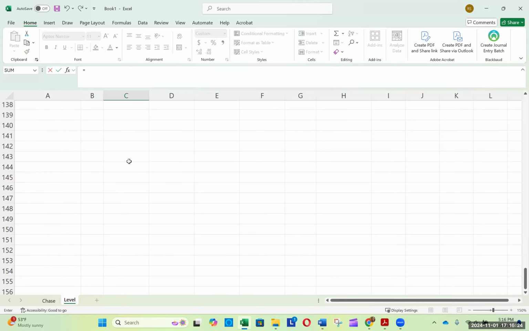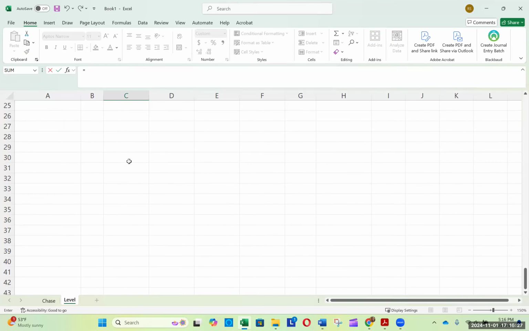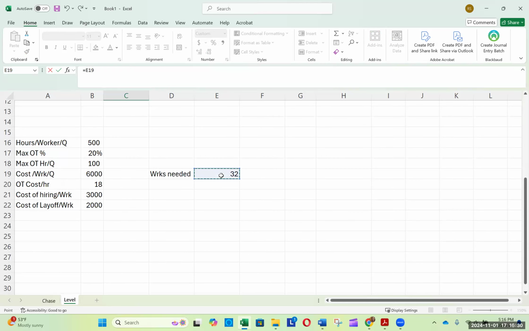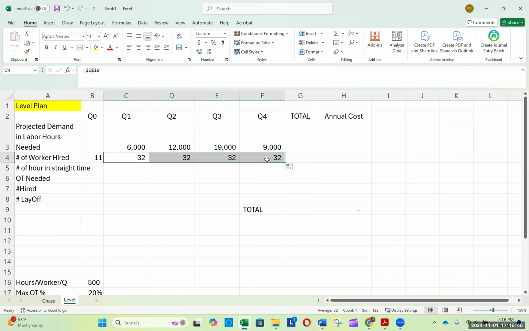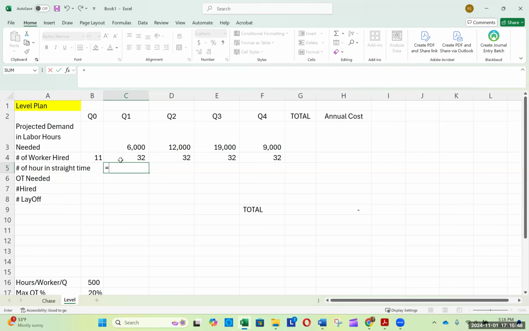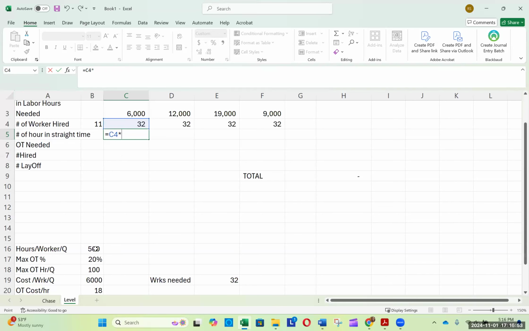So I'm going to take this number. Excuse me, I moved too fast. Okay, and don't forget the function F4, anchor it and copy it across. So every time you will have 32 workers. Now, how many hours can they contribute during straight time? Well, let's figure out. Each of the 32 workers could contribute this number, 32 of them, times this 500 number, and press F4, anchor it. So they can contribute 16,000 hours, it looks like.